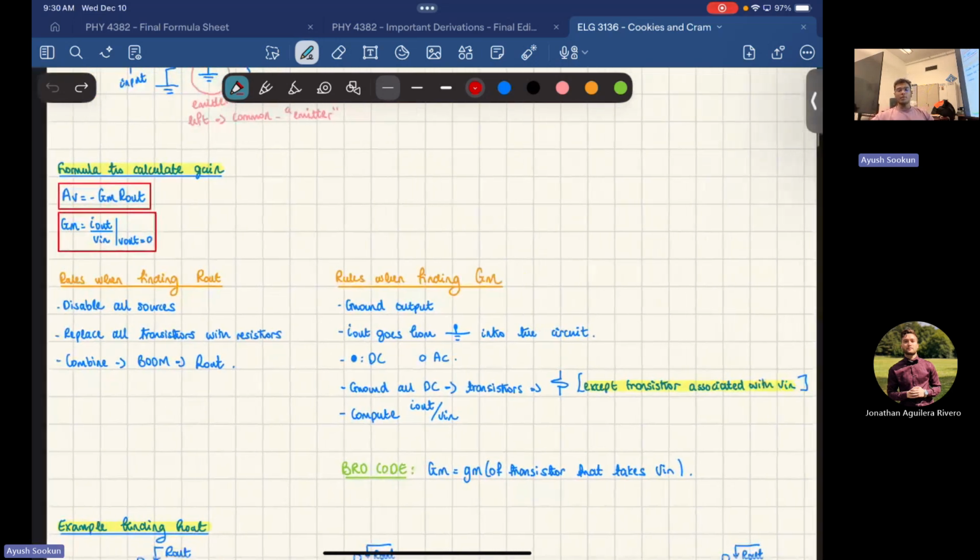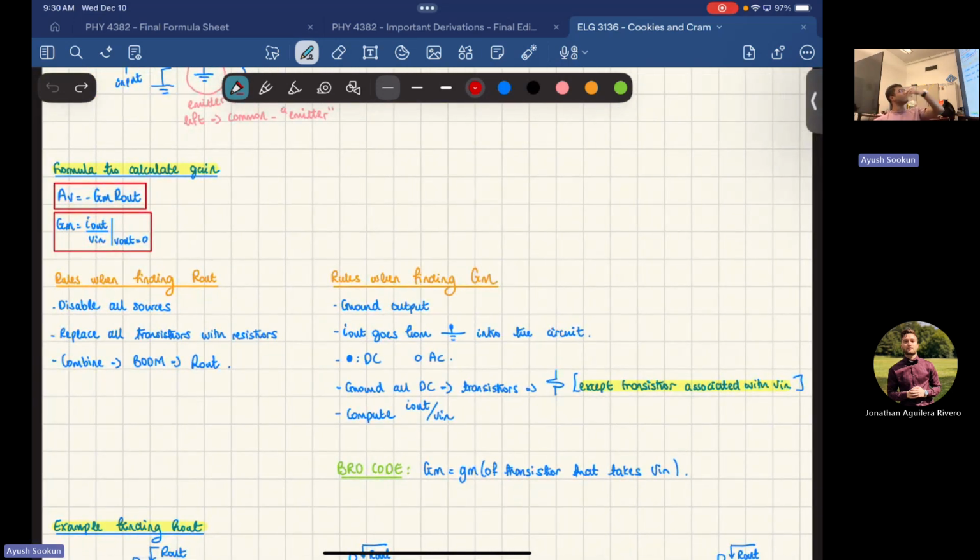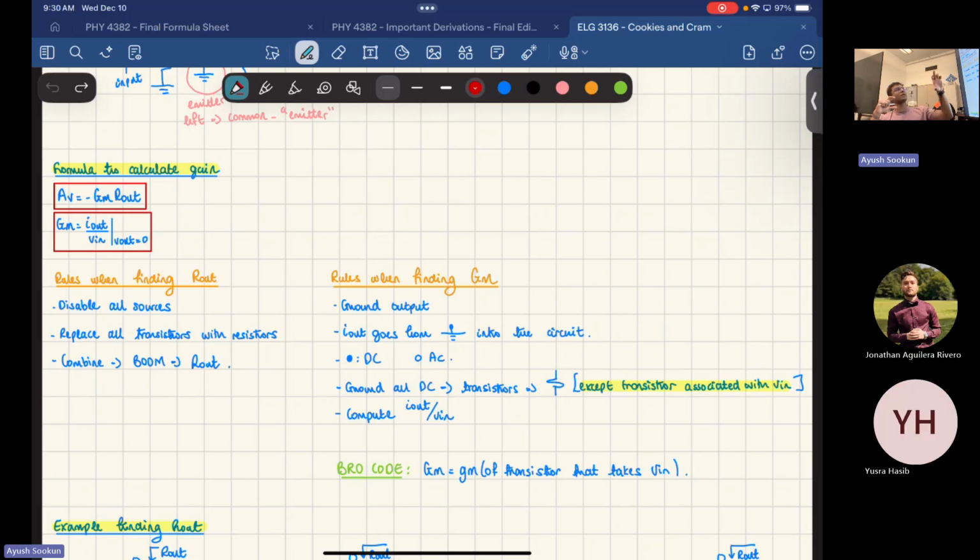A couple of key points when doing that: when you're trying to find R out, this is basically Thevenin, so you want to disable all sources, AC and DC, everything. Once you do that, all of the transistors, you want to replace them with resistors. So you go to your cheat sheet, you find the corresponding circuit diagram you're looking at.